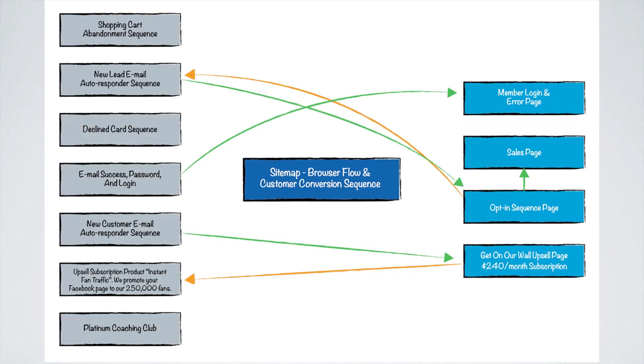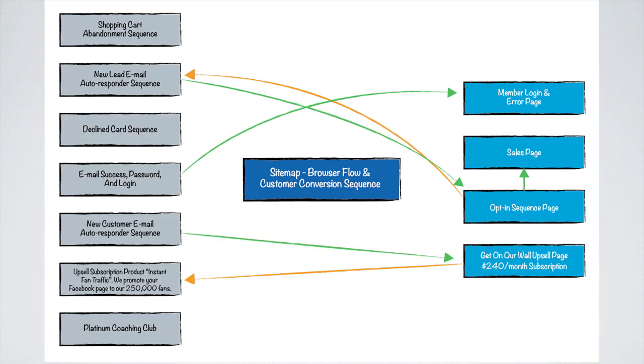So it's not just a new lead autoresponder. There's a shopping cart abandonment sequence. There's a declined card sequence. There's an email success password and login sequence. When somebody actually makes it all the way through, they are going to get a different email than the new lead email. There's a new customer email autoresponder sequence that helps people for our upsell subscription product. And then finally, our Platinum Coaching Club.